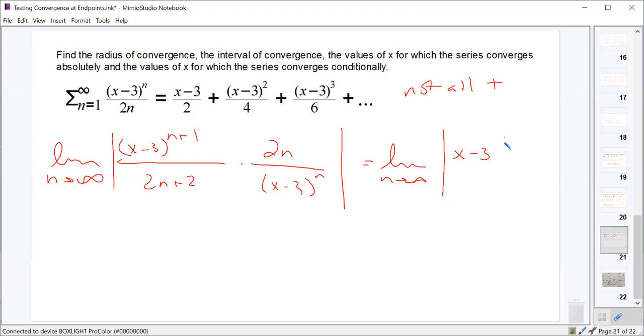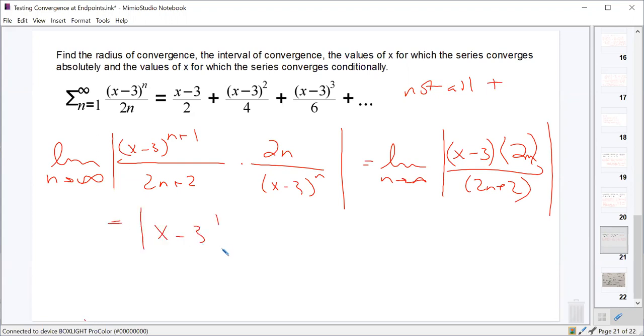3 times 2n over 2n plus 2, which should just be the absolute value of x minus 3. Since that has an x in it, we'll set it less than 1, figure out when that's true. But we will note, what is the radius of convergence? Right away from here, since it's the absolute value of x minus a is less than our radius of convergence, our radius of convergence is 1.